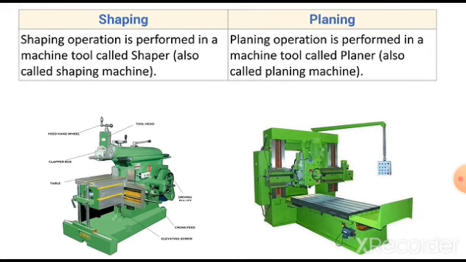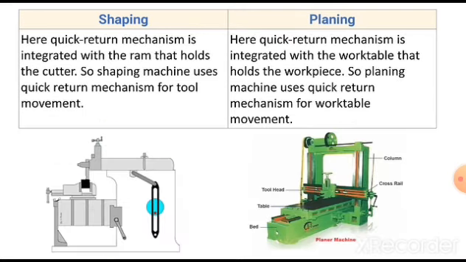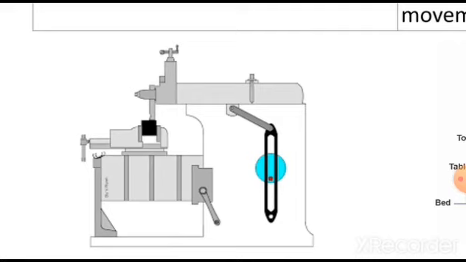Next point, the shaping operation is performed in a machine tool called a shaper, also called a shaping machine. As we have already discussed, the shaping operation is performed on a shaper machine. Now the planing operation is performed in a machine tool called a planer, also called a planing machine. So the planing operation is performed on the machine known as the planer machine. Next point, for shaping, a quick return mechanism is integrated with the ram that holds the cutter. So the shaping machine uses a quick return mechanism for tool movement. Now here you can see the shaper machine.